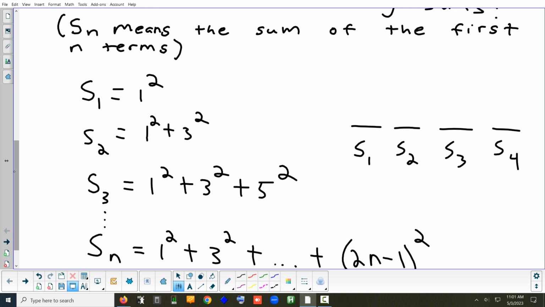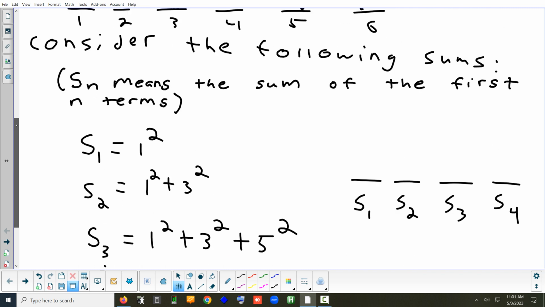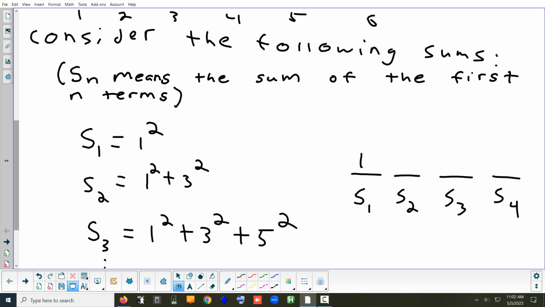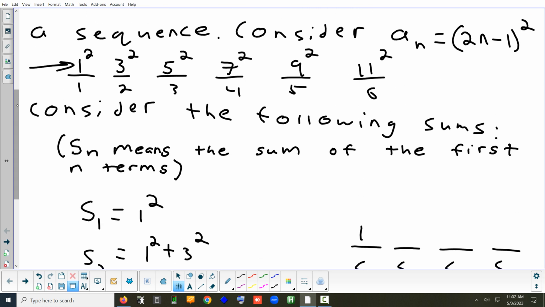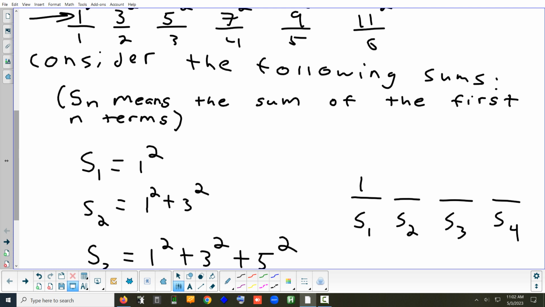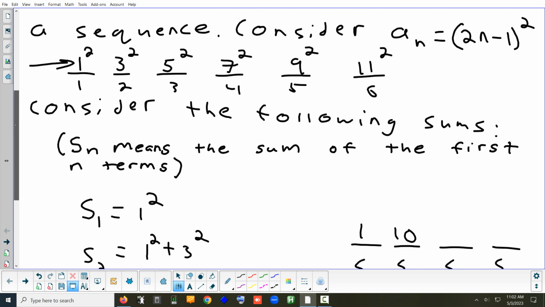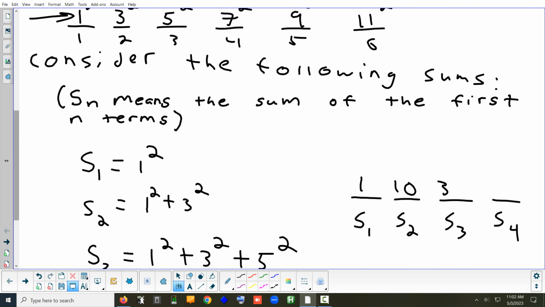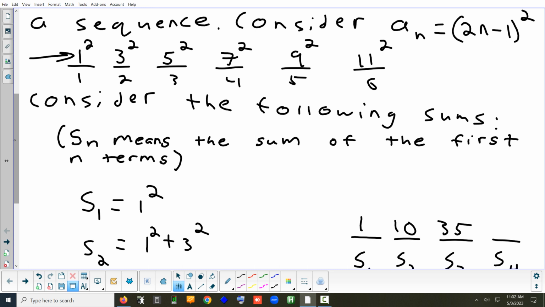So what do we get if we add up the first number in that sequence? You just get 1. Okay. What if you add up the first 2 numbers in that sequence? You get 10. And if you add up the first 3 numbers? 35. And let's do one more. If you add up the first 4 numbers in that sequence, we got 35 plus 49. 84.